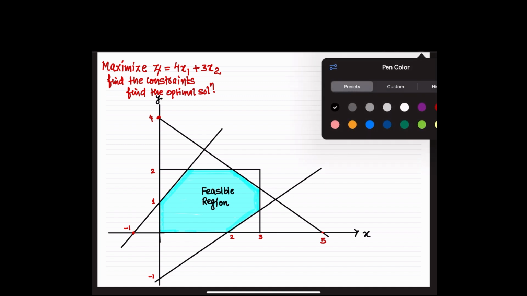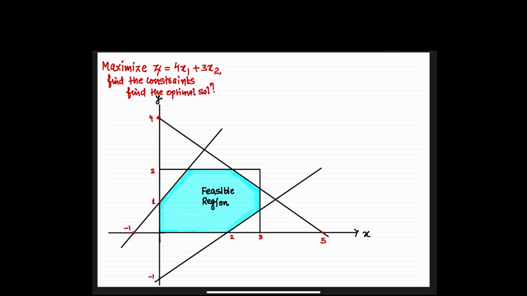So first, let us mark the corners of our feasible region. This is a corner. This, this, this, this, this, and this. So these are the corners. This is simple. This is the origin. Let us name this A. This corner is also simple. It is (0, 1). Let us name this B. Let's name this C. We will find its coordinates. This is D. This is E. This is F.